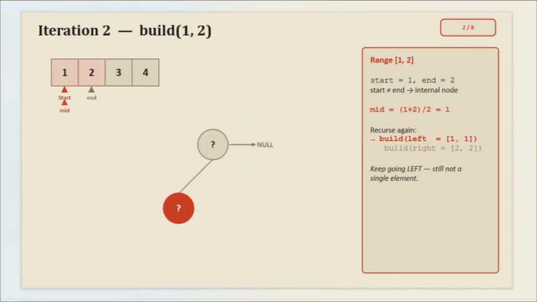For range 1 to 2, the midpoint is 1. This creates two leaf nodes. Range 1 to 1 stores value 1, range 2 to 2 stores value 2. After both leaves are created, the parent combines them. 1 plus 2 is equal to 3. So the node representing range 1 to 2 stores 3.